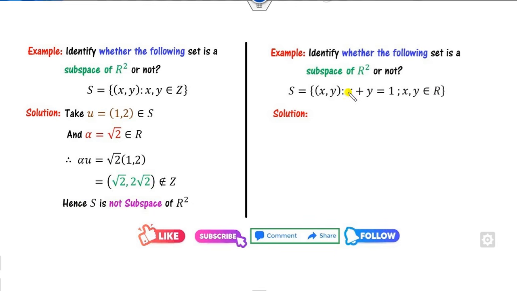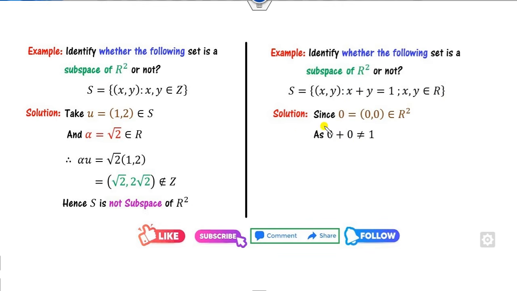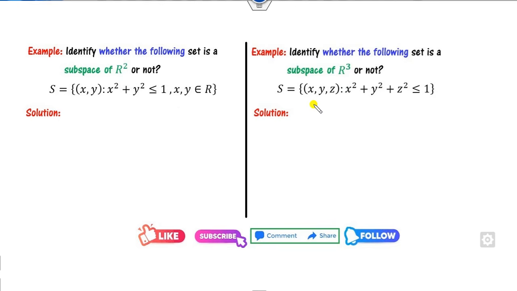Look at this second example. Again it's a part of R2, so let's start with 0. Now this is X and Y, these are real numbers, satisfied. There is one more property. Now check whether this property is satisfied. Is it satisfied? No. So it means 0 does not belong to S. Once 0 does not belong to S, it means it is not a subspace. You have to make sure that if any one of the properties is not satisfied, it is not a subspace.